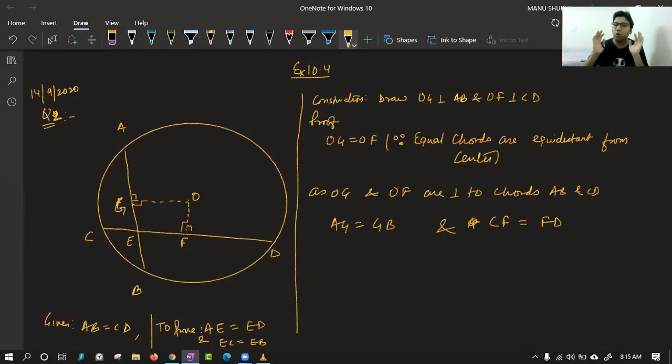Class, till now any issue? Please tell me. Perpendicular from center to a chord bisects the chord. I am going in your way only, class. The way you will proceed, I am going that way only.